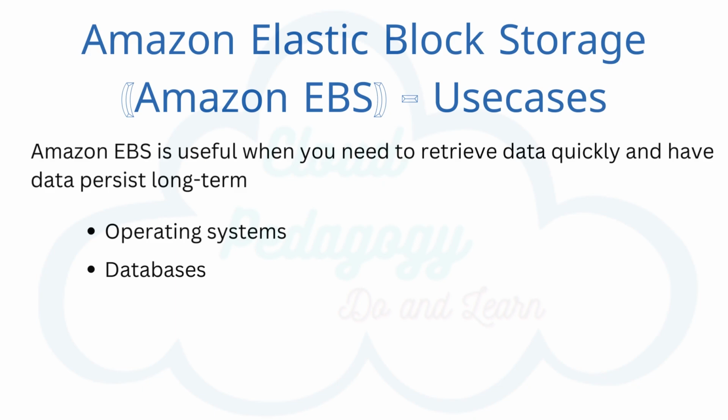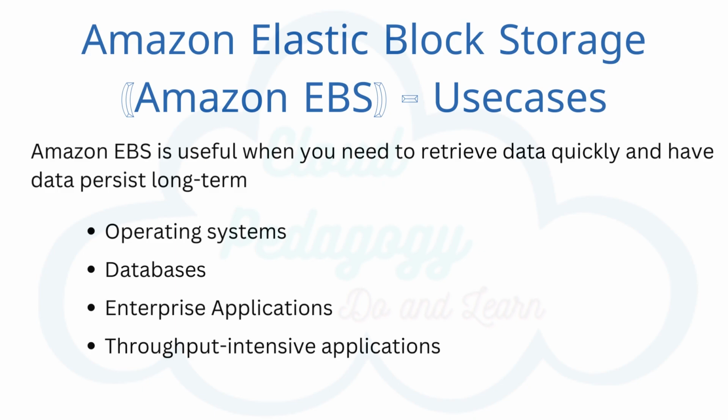Next, databases. A storage layer for databases running on Amazon EC2 that rely on transactional reads and writes. The other one is enterprise applications. Amazon EBS provides reliable block storage to run business-critical applications. The other one is throughput-intensive applications. Applications that perform long, continuous reads and writes come into this category.